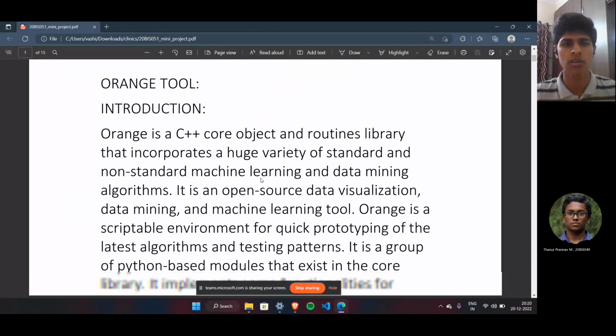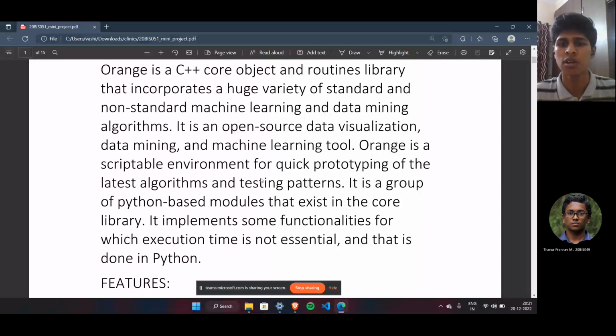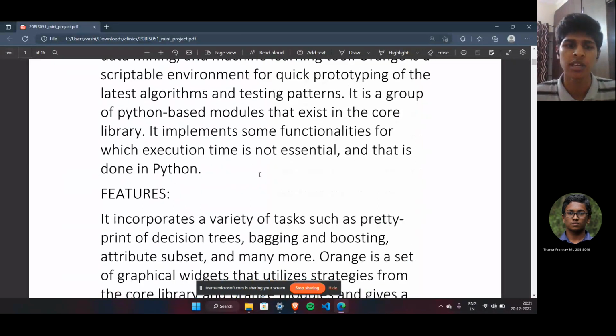So what is the Orange tool? Orange is a C++ core object and routines library that incorporates a huge variety of standard and non-standard machine learning and data mining algorithms. It is an open source data visualization, data mining, and machine learning tool. Orange is a scriptable environment for quick prototyping of the latest algorithms and testing patterns. It's a group of Python-based modules that exist in the core library. It implements some functionalities for which execution time is not essential, and that is also done in Python.